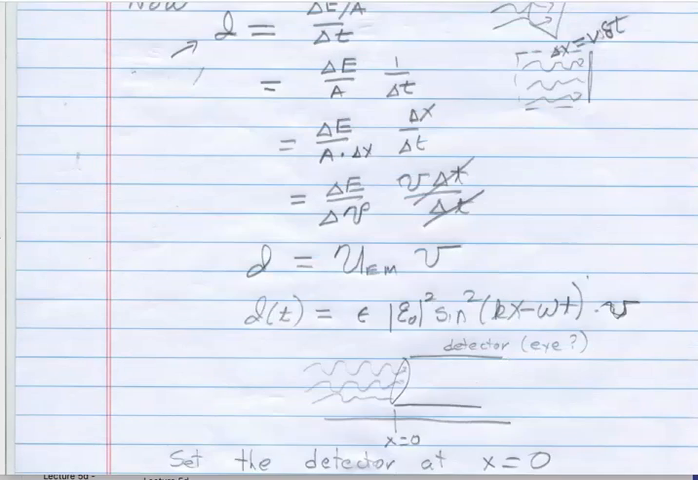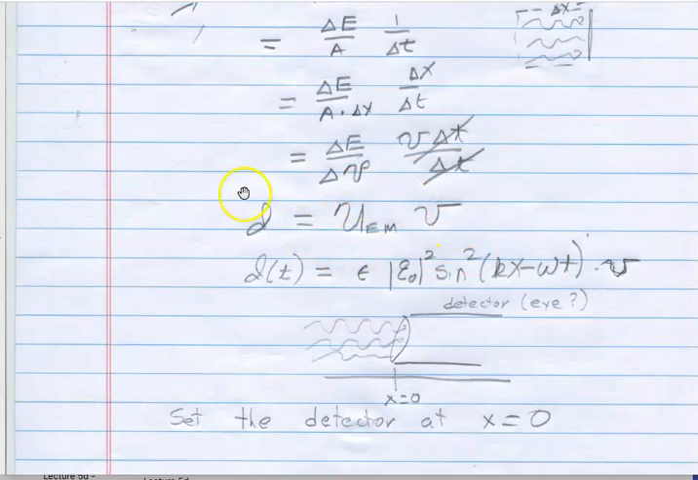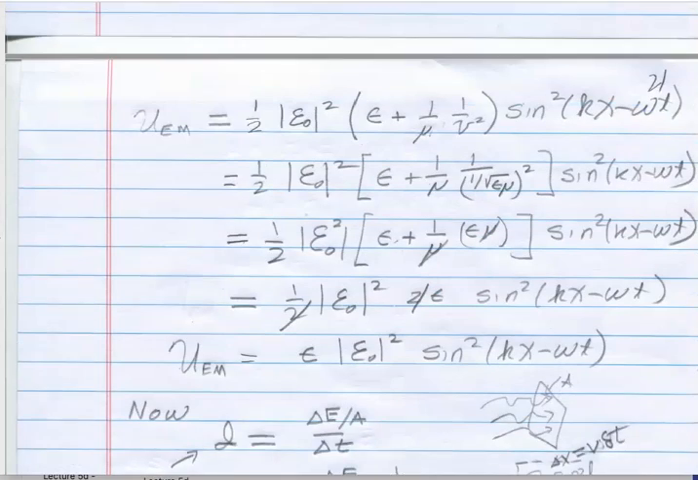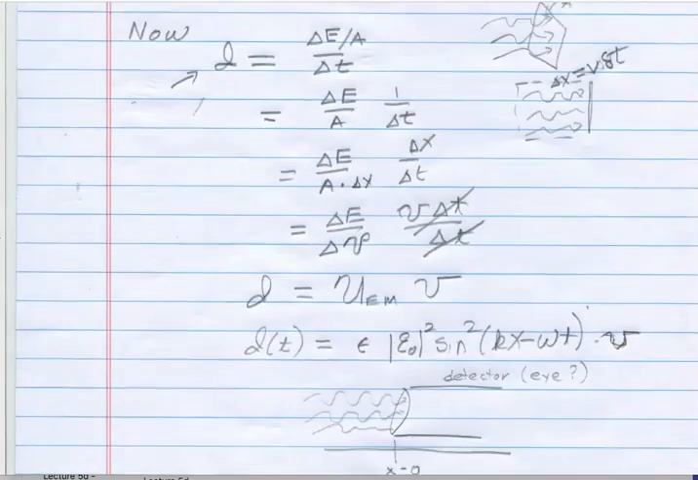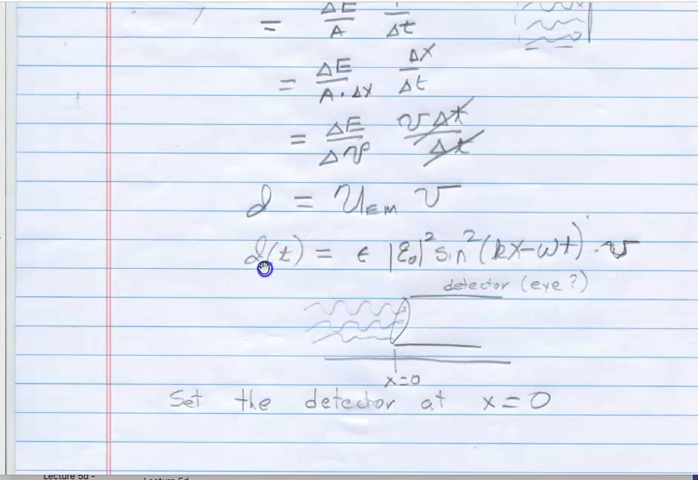So I think we got this expression maybe before in a different context, but the intensity turns into the energy density, in our case electromagnetic field energy density, times the wave velocity. If it's in a vacuum, this v, of course, is c. And if I plug in our expression for the energy density up here, I get the intensity at any point in space varies in this fashion.